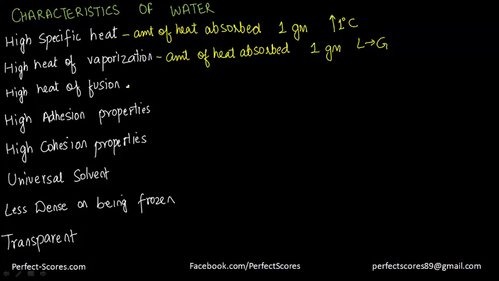Then high heat of fusion, which is the amount of heat that needs to be lost to convert 1 gram of water from liquid to solid, which is basically ice, at the same temperature. So that means water does not get frozen into ice really quickly. So that helps us human beings in cold temperatures because our blood does not become frozen very soon.